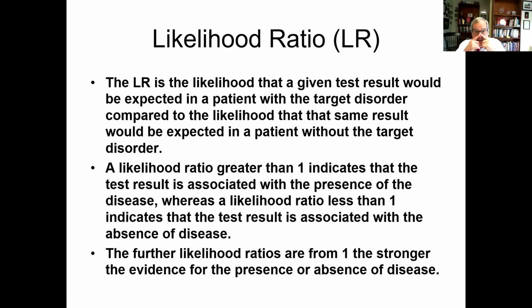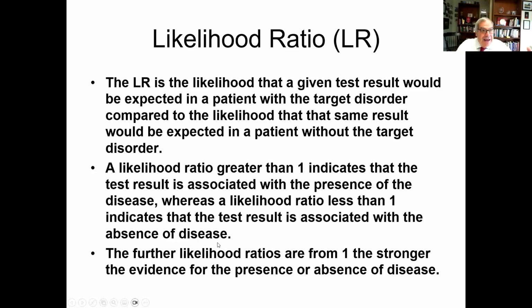This is just one more, it's a little bit lengthy, but it's again emphasizing the likelihood ratio. The likelihood ratio is the likelihood that a given test result would be expected in a patient with a target disorder compared to the likelihood that the same result would be expected in patients without the target. So again, this is the positive value and the negative value. A likelihood ratio greater than 1 indicates that the test result is associated with the presence of the disease, whereas a likelihood ratio less than 1 indicates that the result is associated with the absence of the disease.